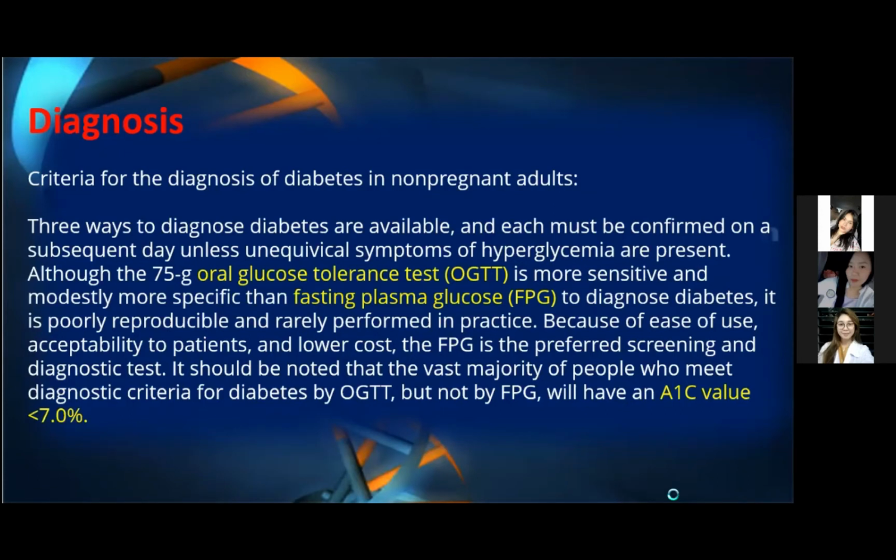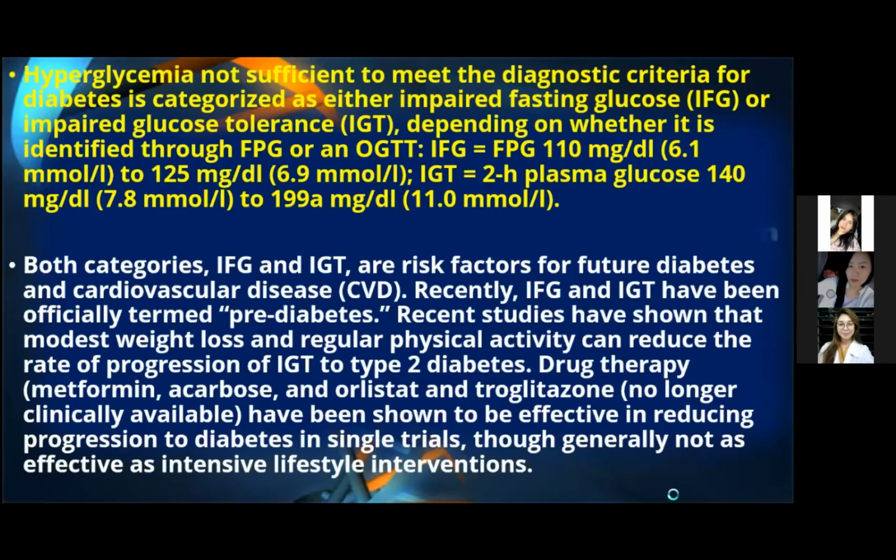Because of the ease of use, acceptability to patients, and lower cost, the FPG is preferred as the screening and diagnostic test. It should be noted that the vast majority of people who meet diagnostic criteria for diabetes by OGTT but not by FPG will have an A1C value of less than 7.0%. Both of these categories are risk factors for future diabetes and CVD, or cardiovascular disease.